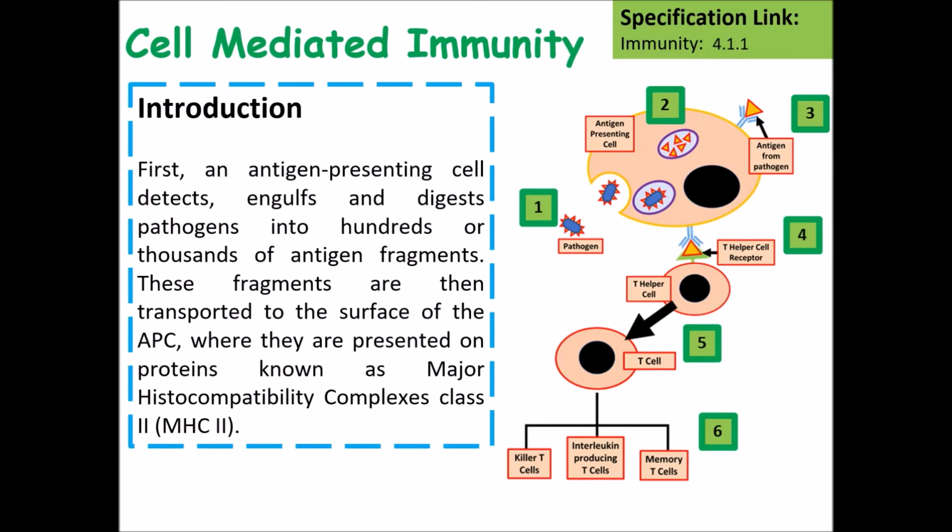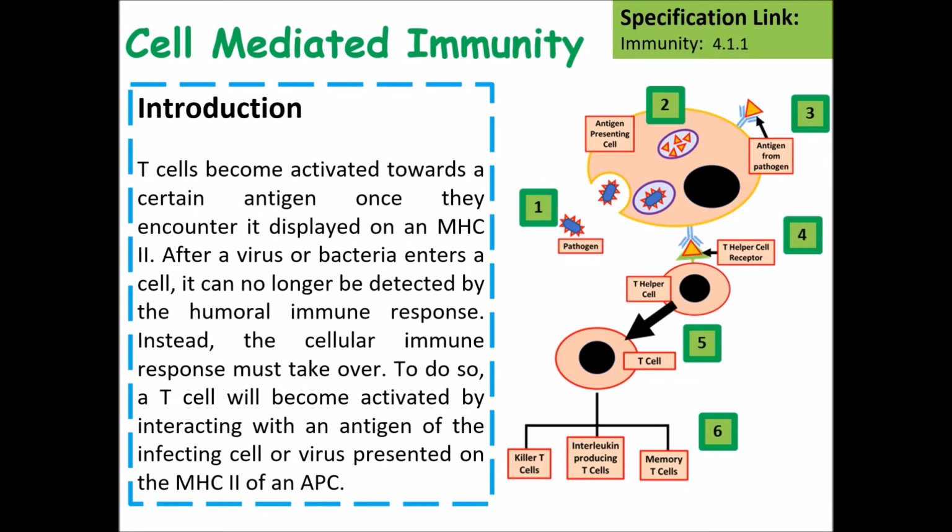First, an antigen presenting cell detects, engulfs and digests pathogens into hundreds and thousands of antigen fragments. These fragments are then transported to the surface, making this an antigen presenting cell, where they are presented on proteins called major histocompatibility complexes. T cells become activated towards certain antigens once they encounter it being displayed on one of these major histocompatibility complexes.